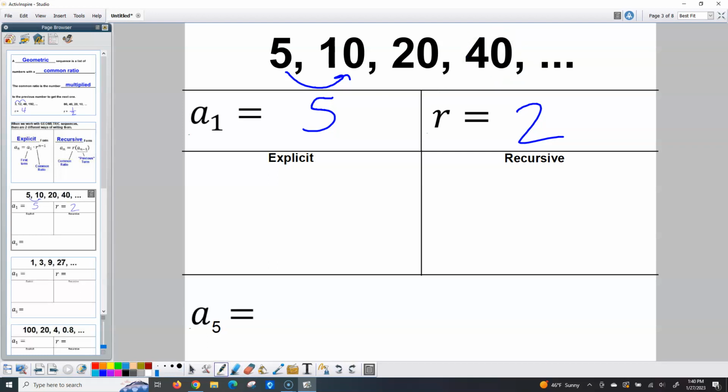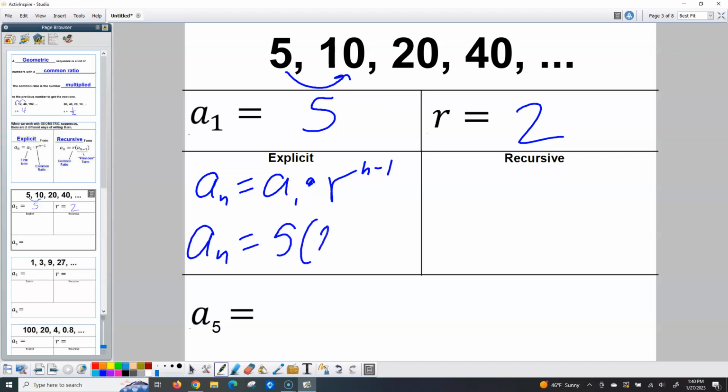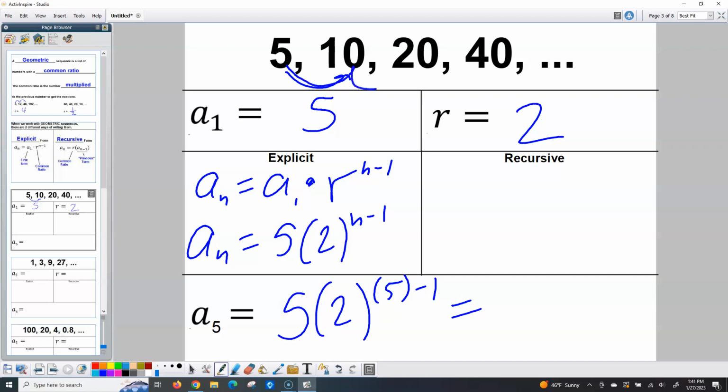So my explicit formula, I've got a sub n equals the first term, so a sub 1 times the ratio to the n minus 1. So for this one, it would be a sub n equals 5 times 2 to the n minus 1. If I wanted to know the fifth term, just like with arithmetic sequences, I would plug in 5 for n, so I'll have 5 times 2 to the 5 minus 1 power. And if I'm looking for the fifth term, that's pretty easy up here. I'm multiplying by 2, multiplying by 2, multiply by 2, multiply by 2. That's going to give me 80.